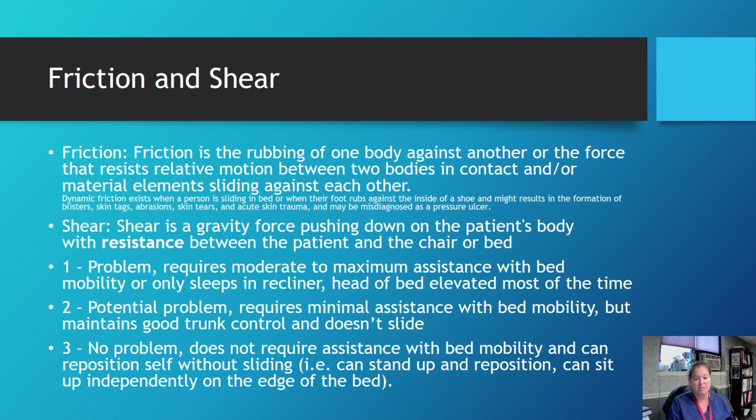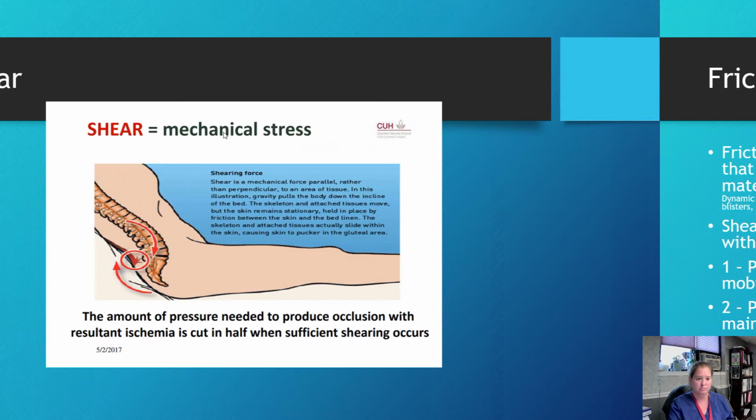A potential problem would be someone who really doesn't need very much assistance with bed mobility. They can maintain good trunk control, they don't slide down, they can sit themselves up on the edge of the bed. Then you have a potential problem. Maybe it's not as much of a risk, but the risk is still there. And then no problem, pretty much not going to happen until someone's ready for discharge. They don't require any assistance with bed mobility. They can reposition themselves without sliding. They can stand up to reposition, all that stuff.